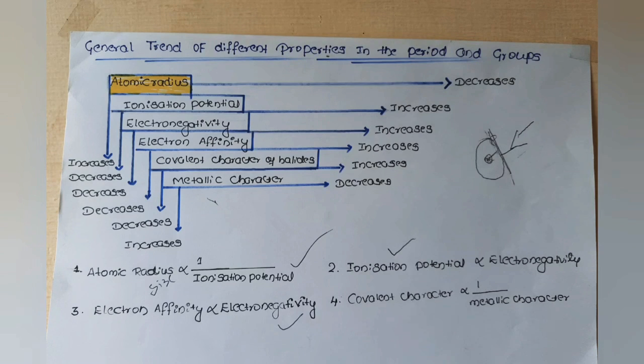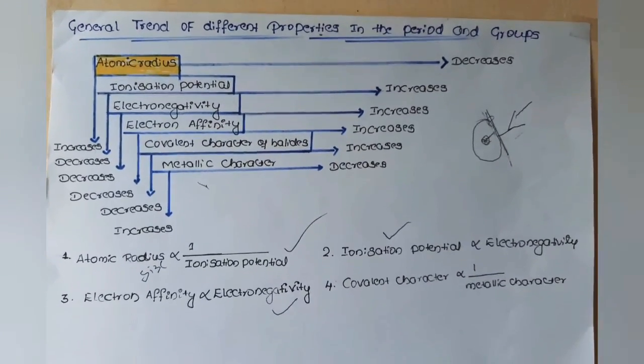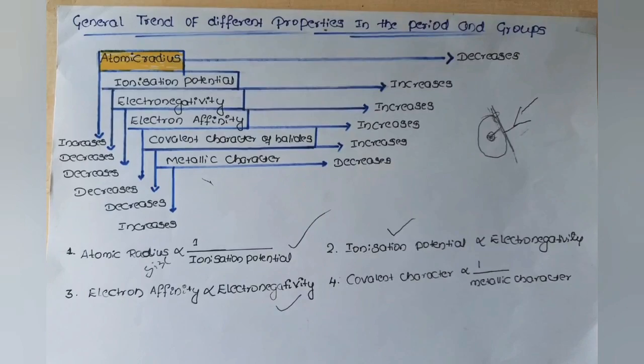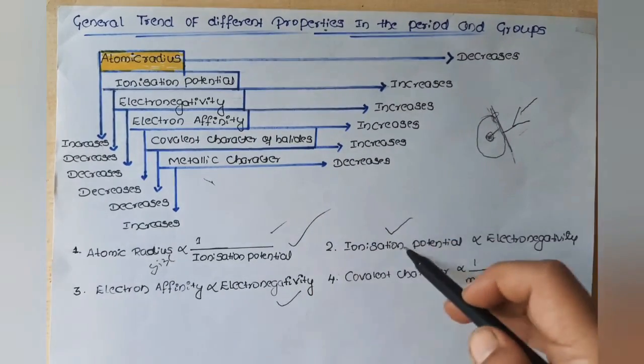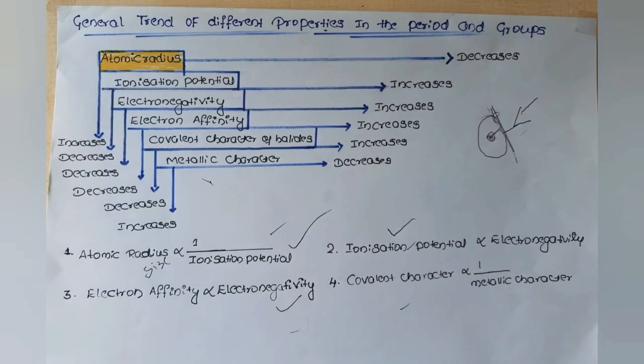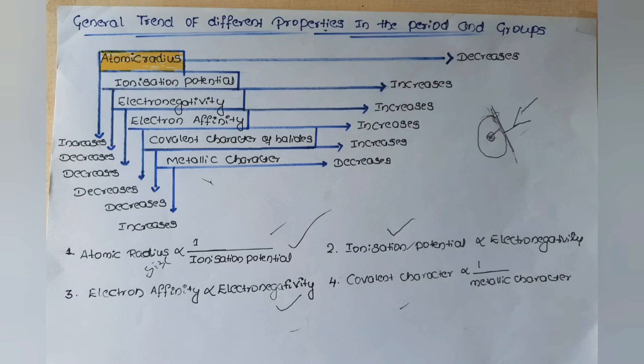So this is about some general trends of different properties in the period and the group. As I told, I have taken only six properties here. In my upcoming video, you could see some more properties and how they are related. Dear students, do practice this one, because this finds very much application in your competitive exams, and you have to remember these relations, which is very, very important. If you practice once or twice or thrice, it will stick in your mind very easily.